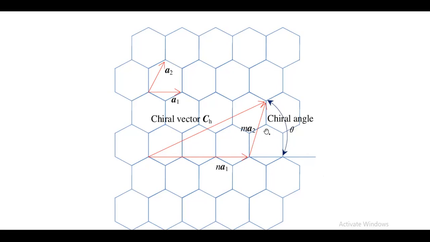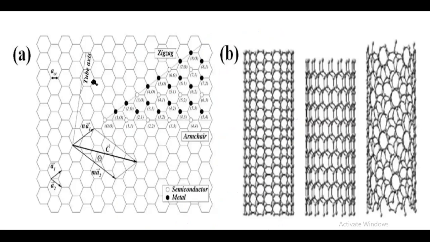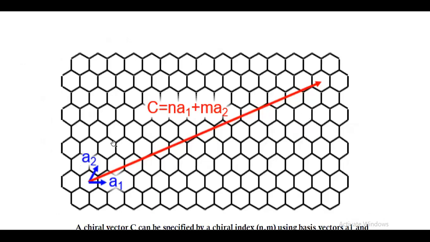So let's go further. It's the chiral angle. Next, these are the basic structures for in-depth understanding. This is the surface structure of carbon nanotubes. These are all the things we have just discussed in the previous slide, the surface structures. So this is the same here.